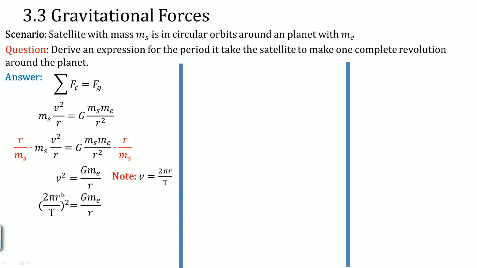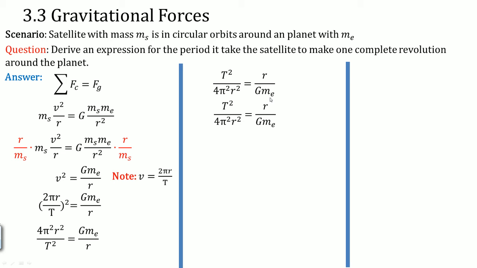So make that substitution in. 2 pi r over T is now squared. So that squared is now going to be distributed. 2 squared becomes 4, pi squared, r squared, and the bottom is the time squared, or the period squared. Now I flip it because I want my T squared on top. So I also flip the other side. So now radius is on top of G me.